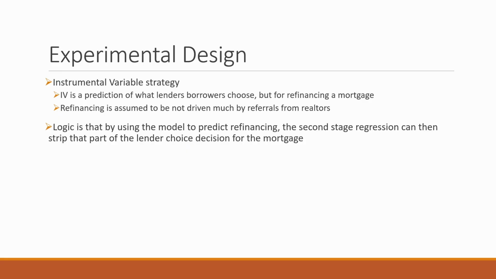And so the logic is that when we use the model to predict refinancing, they have some sort of model that does this, the second stage regression can then strip out the lender choice decision for the mortgage. And we are only getting what's left, which is the referral part. It was a little bit difficult to follow exactly what they're doing here, and I am not a super expert in econometrics, but it makes sense to me that the refinancing part wouldn't really be connected with the referrals, because this is completely different from a purchase where you would have a real estate agent. You don't have a real estate agent when you're shopping around to refinance your mortgage.